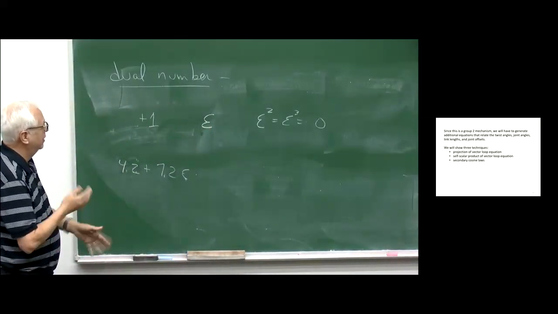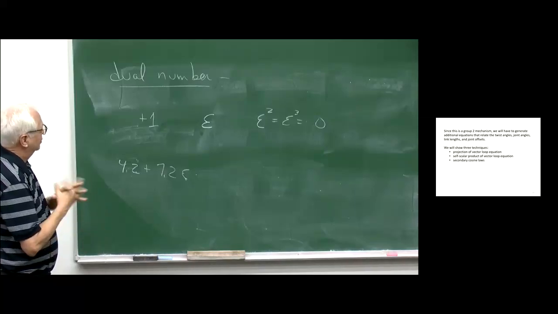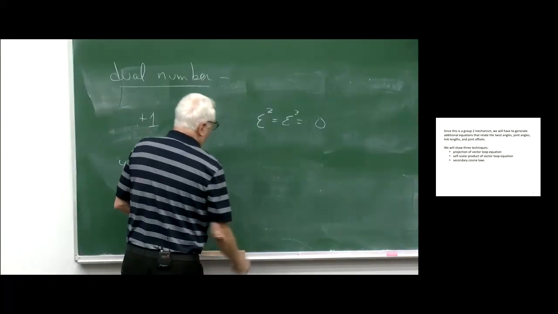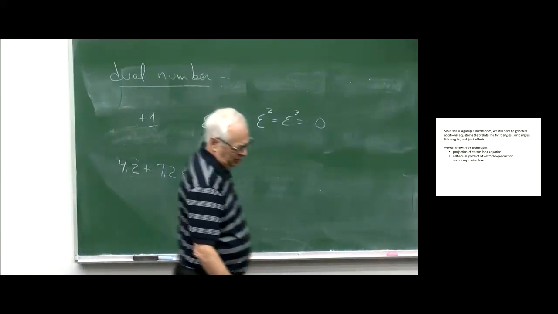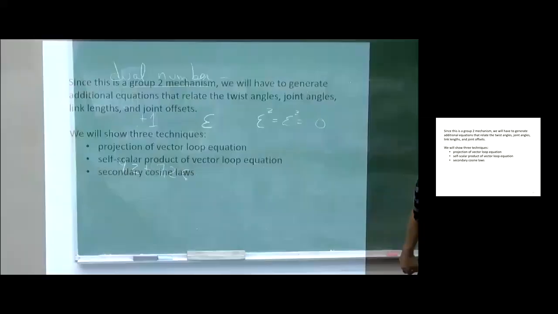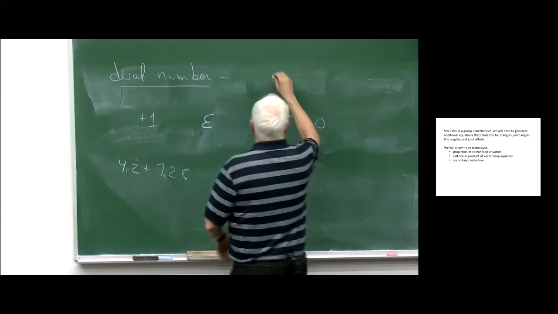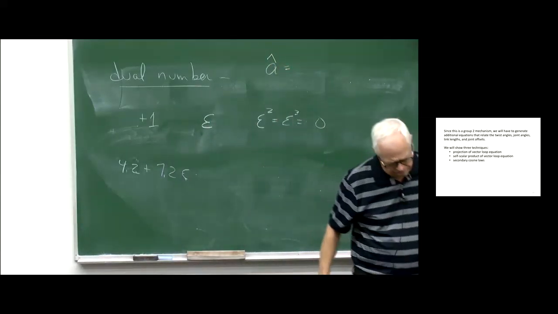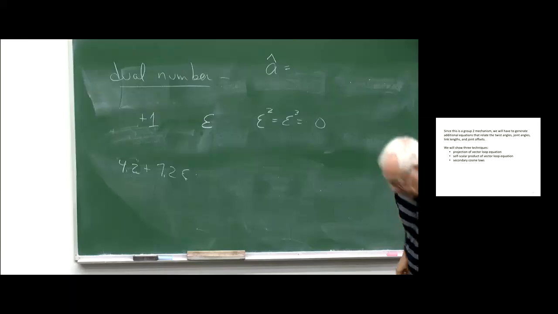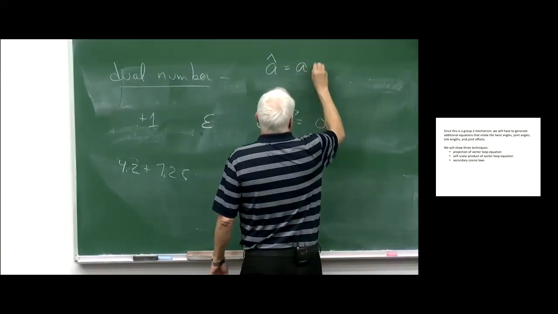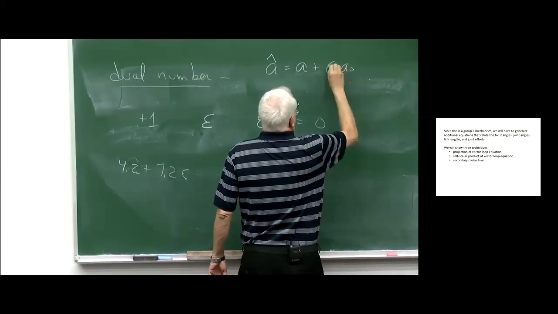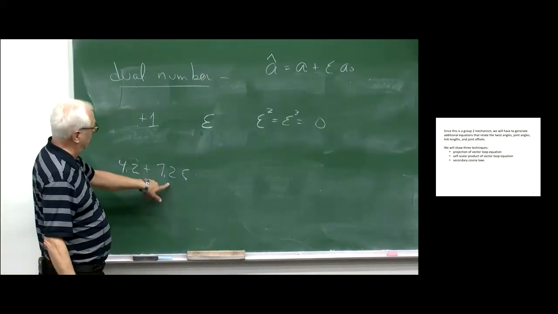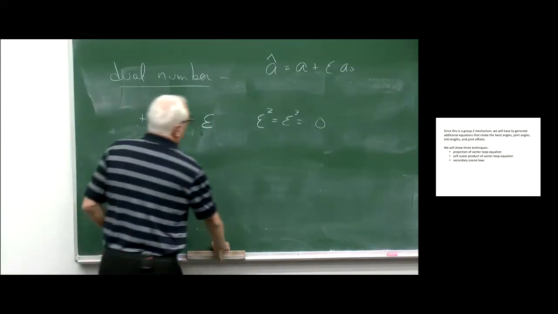Okay, so if that's not the case, I'm just going to live with it and say I've got this weird operator. How are we going to write these dual numbers? I want to make sure I show some of the notation. So a dual number, a hat, could be a plus epsilon a naught. In this case, the a would have been 4.2 and the a naught would have been 7.2.